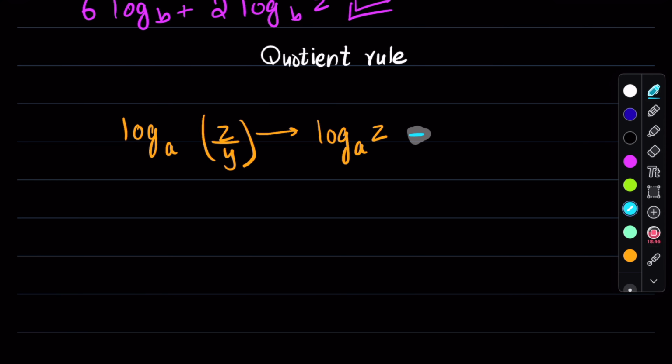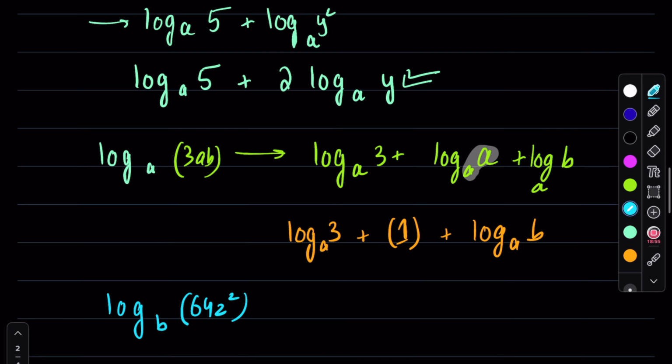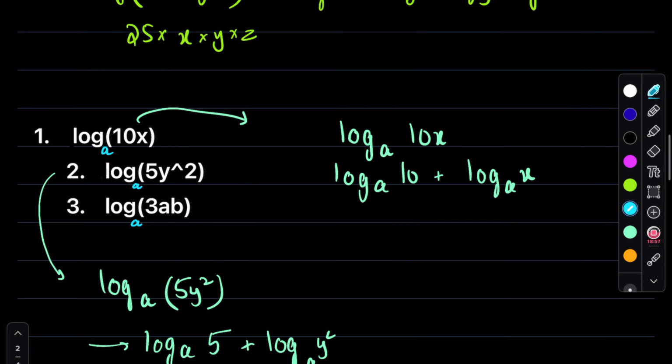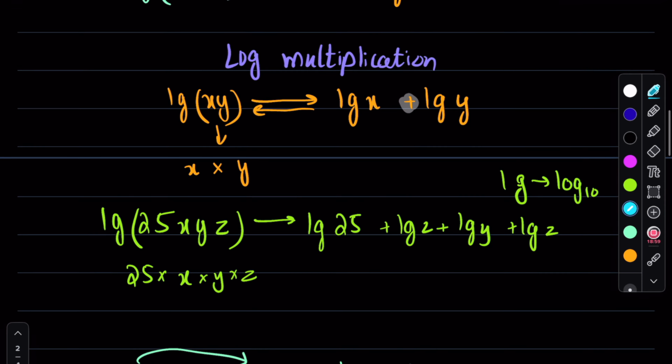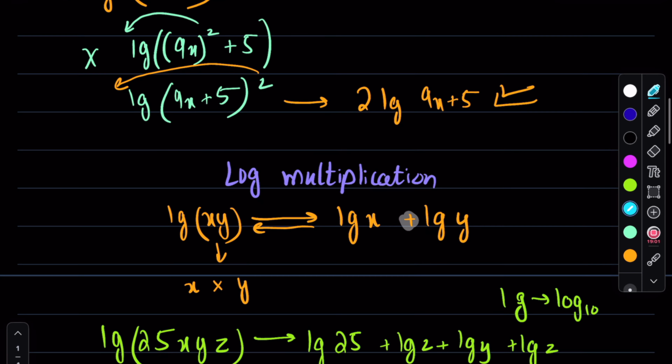In the power rule and the multiplication rule, you could have swapped their places and it wouldn't have even mattered. Even if I had written it as log y plus log x, it would have been still the same.